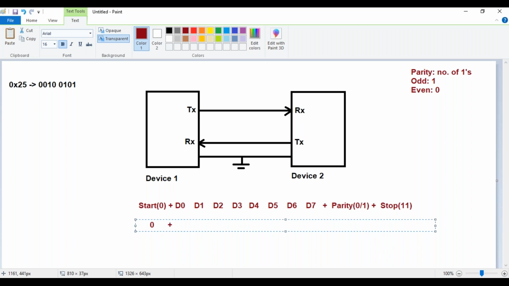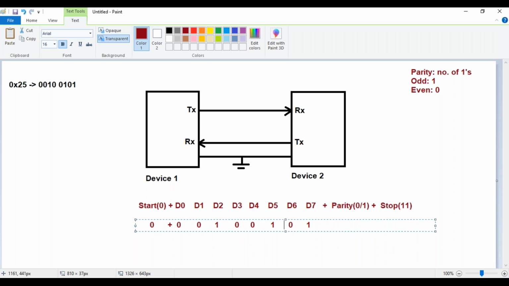So first I will transmit 1. Okay, it's the D0 bit first, data 0 bit. Then you transmit 0. Or if you want, you can transmit the data directly like this. So 0, 0, 1, 0. Okay. And it is 0, 1, 0, 1. So like this you transmit 8 data bits.